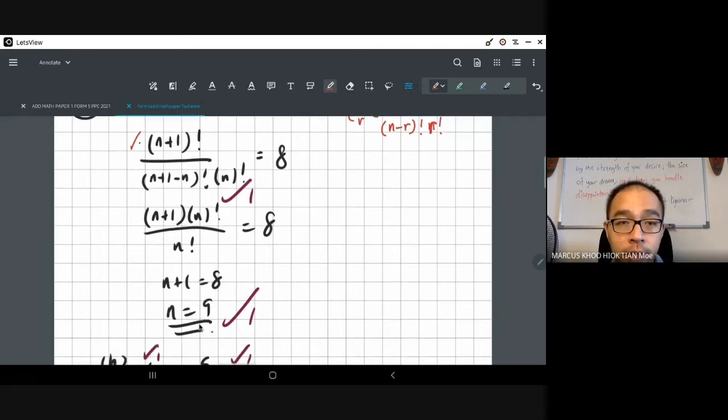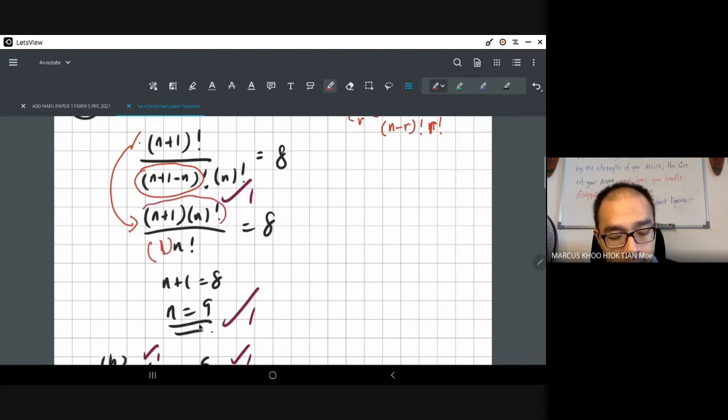And a very common thing that we see over here is, so n plus 1 factorial is equals to n plus 1 times n factorial. Okay, over n factorial. Now this one, n plus 1 minus n, will be just 1. 1 factorial is 1. That's why we don't see it anymore here.